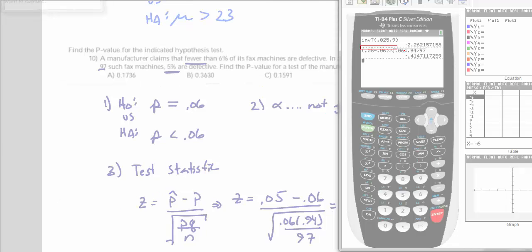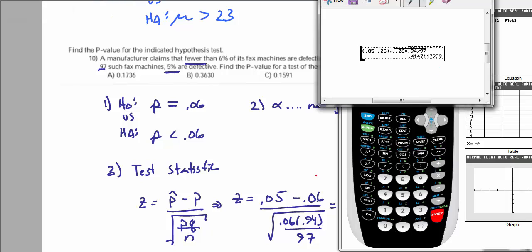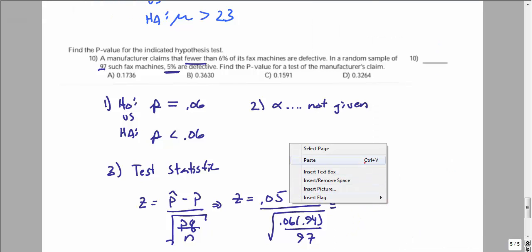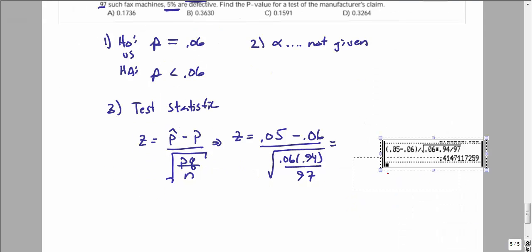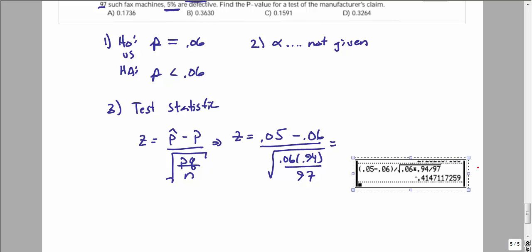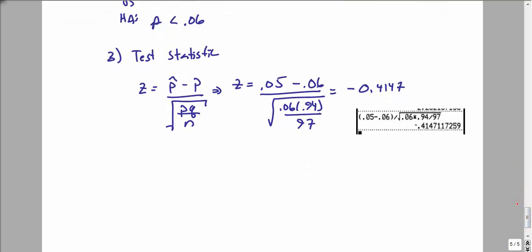Now the question is, is that too far below the mean? And so we're going to help answer that question by finding the p-value. So here we could say 0.4147. Okay. Now, if you're going to use your normal tables, you would probably just go with the negative 0.41 here. So the fourth step is to go ahead and calculate the p-value.